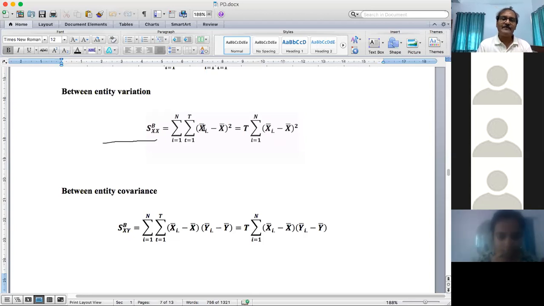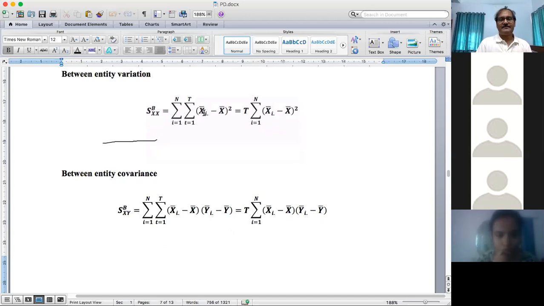So you have different x bar for different cross-section units. If we have n number of cross-section units, we have n number of mean values here. And x bar is the overall mean or the total mean. So if you take the deviation x bar i dot minus x bar, take the whole square and take the double sum, you will get between group variance.